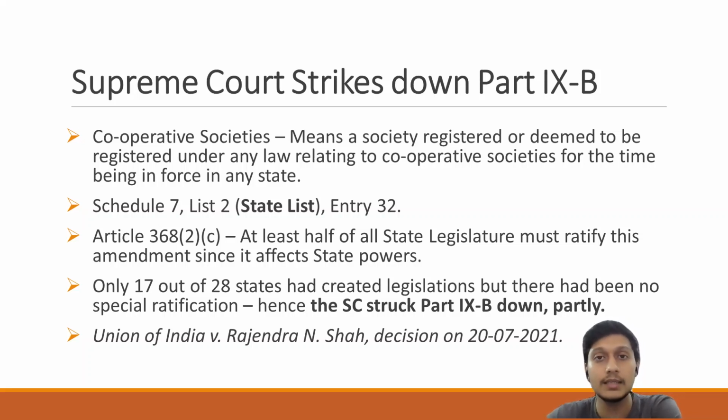17 out of the 28 states at the time did create a new law for cooperative societies, but the ratification as required by the constitution did not happen, which is why the Supreme Court said Part 9B out of all the amendments is invalid. It is ultra vires of the constitution because the procedure has not been followed. This does not mean the entire amendment was struck down, but just some parts of Part 9B were struck down because those parts affected or infringed upon the state's powers to make laws.